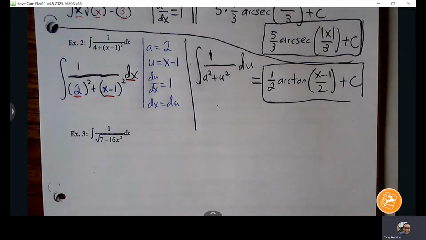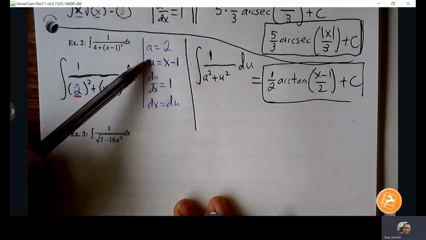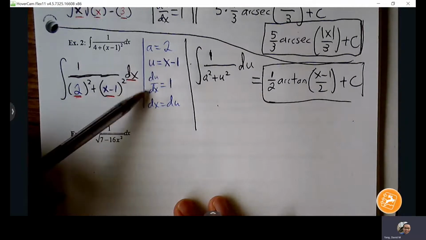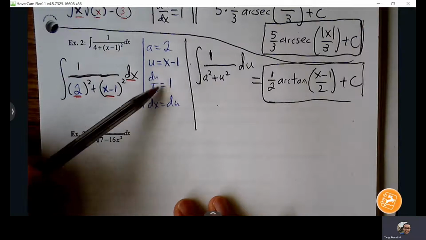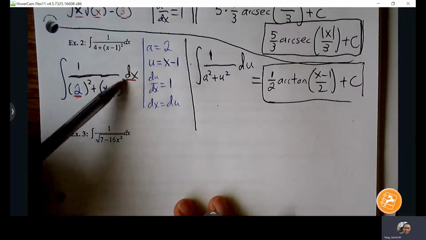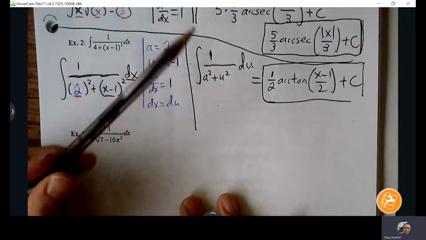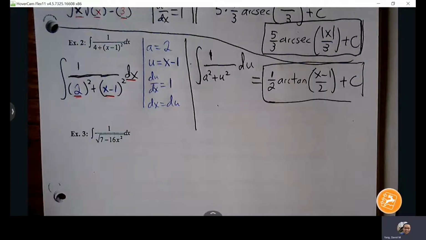Yes. Oh yeah, the du over dx is just the derivative of u. So I find the derivative of u with respect to x, and then I'm able to get dx equals du, so I can replace dx with du. And once I do that, it should match perfectly with the rule that's above.